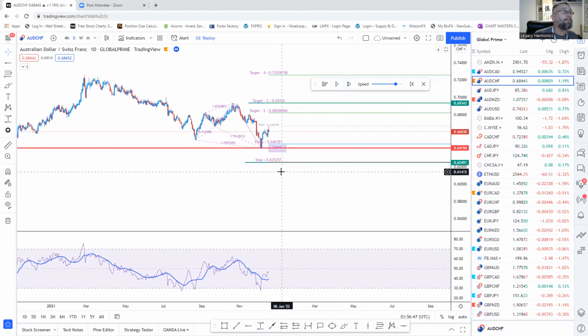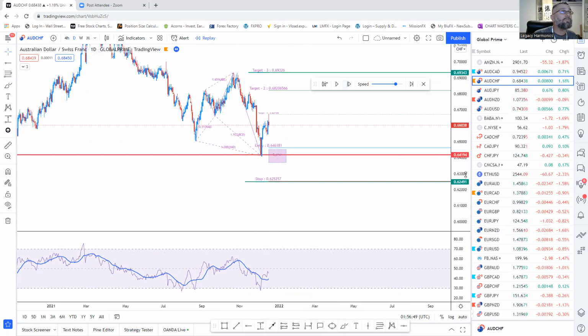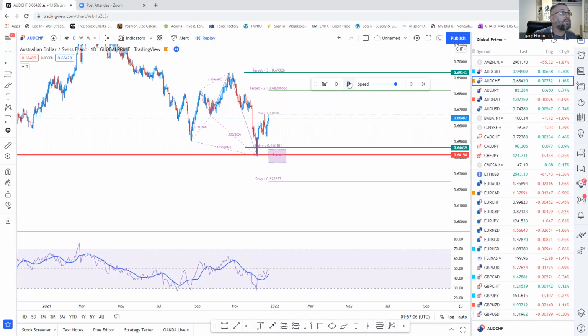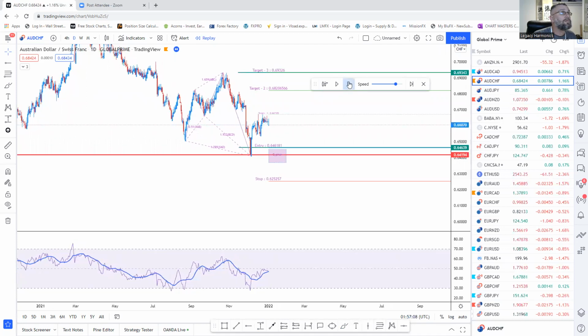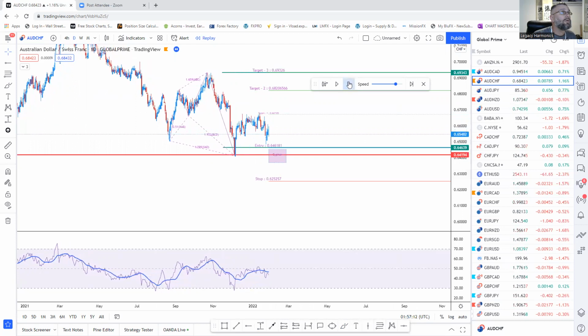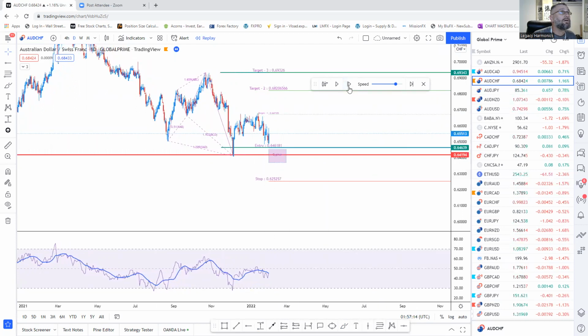Target 1 hit. Now what I'm going to do is take 50% of my trade off. I'm taking half my position off, so I guarantee profit. I'm moving my stop to my entry, just a little bit above it, a couple pips, that's it. Now I wait again. Ooh, we almost got taken out right there. You see that?